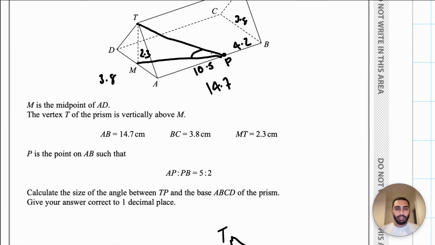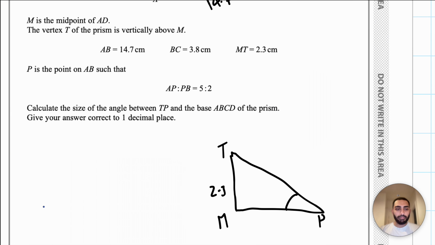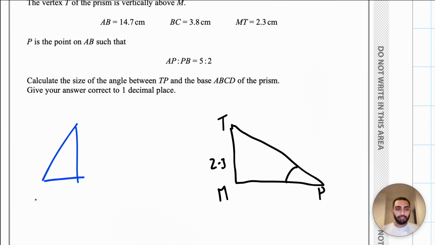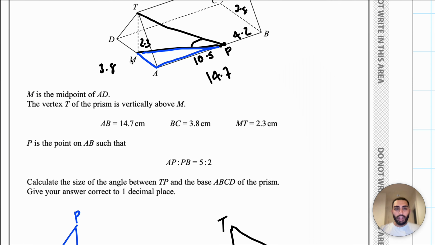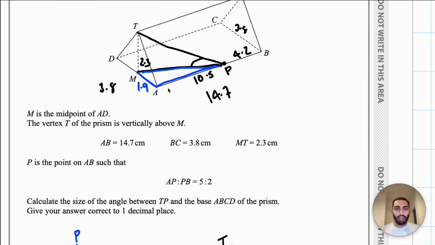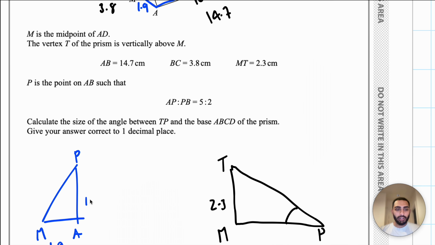And do I know any other piece of information about that? No, I don't. So I need to find another triangle where I could find some more information. I could see this triangle, AMP, and I'll draw that out. What pieces of information do we know about that? I know M is the middle of DA, and that length is 3.8. So this part will be half of 3.8, and this part will be half of 3.8. 3.8 divided by 2 would be 1.9. So this length, MA, is 1.9. I also know that AP is 10.5, so I can put that on.